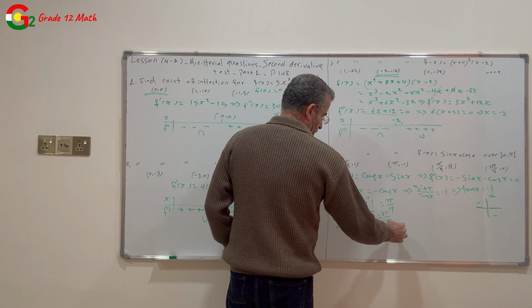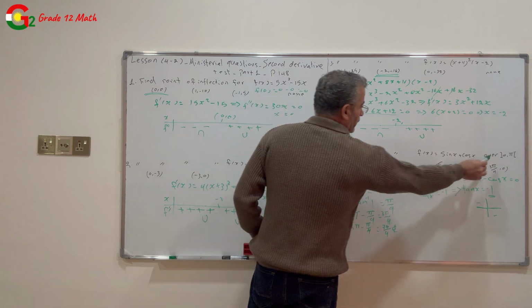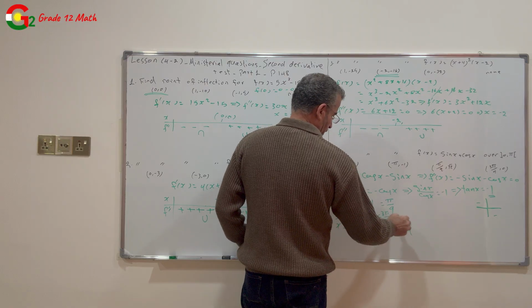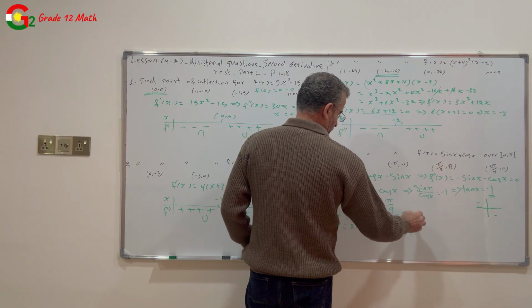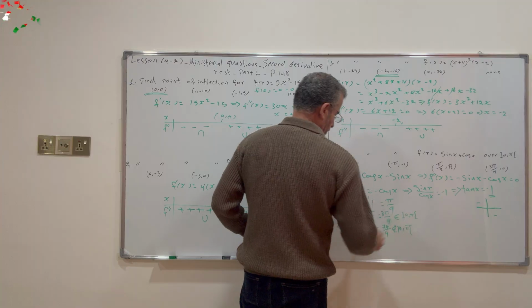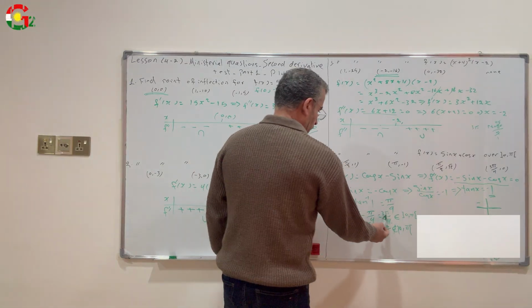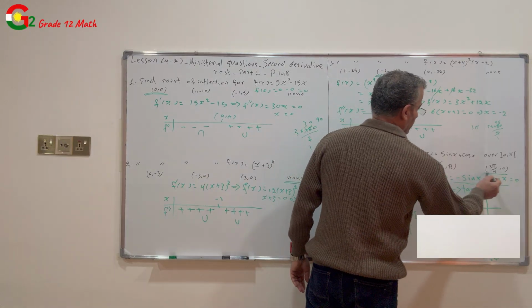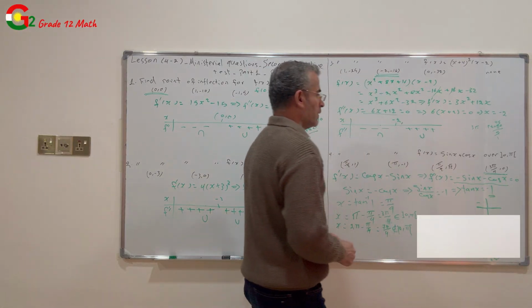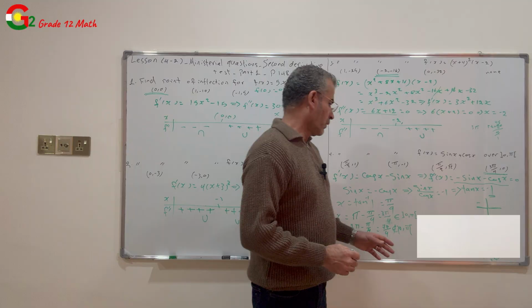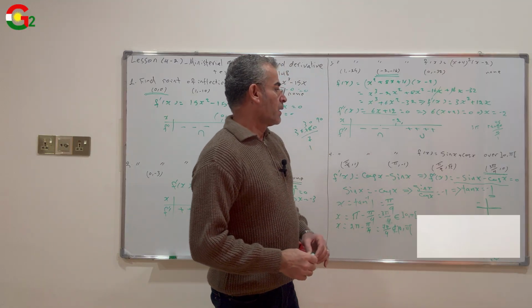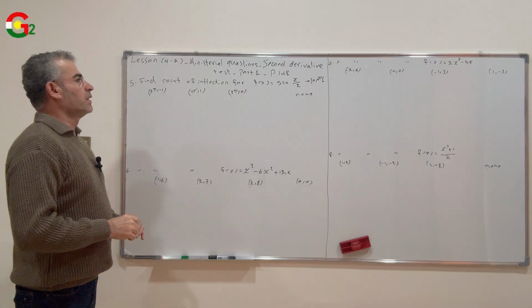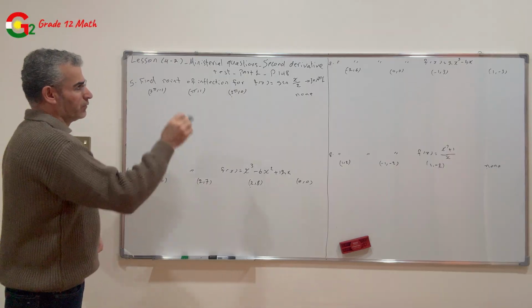This point does not belong to the open interval (0, pi), but this point belongs to the interval (0, pi) because it is between 0 and pi. Then 3 pi over 4 is the inflection point of this function, and the right choice is (3 pi over 4, 0). Question number 5, find point of inflection of f of x equals sine of x over 2 over interval (0, 4 pi).